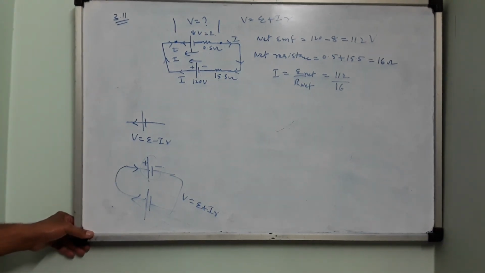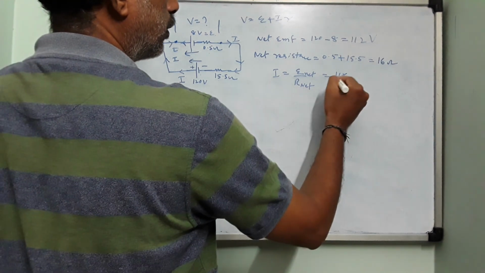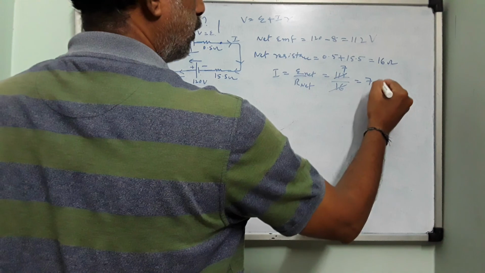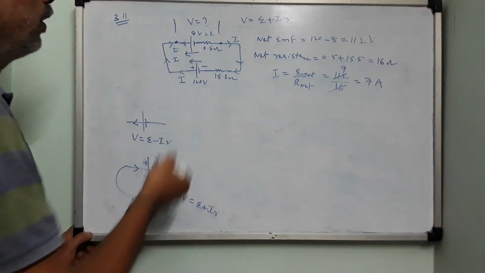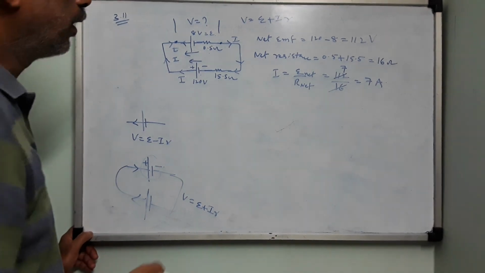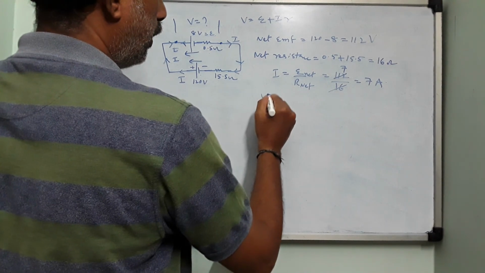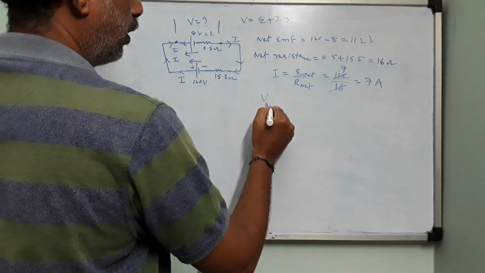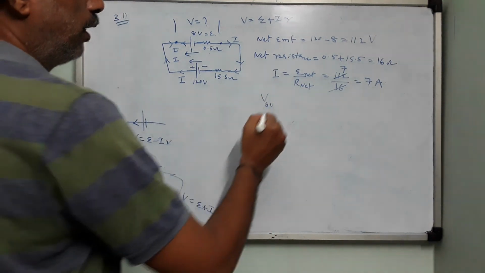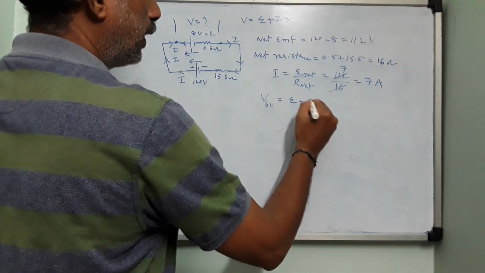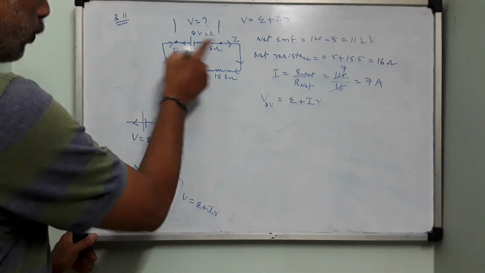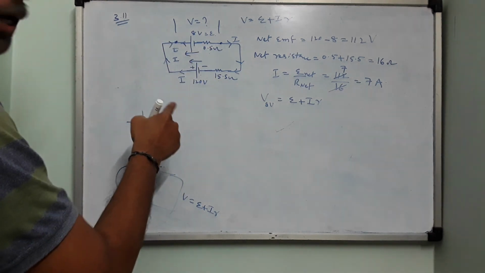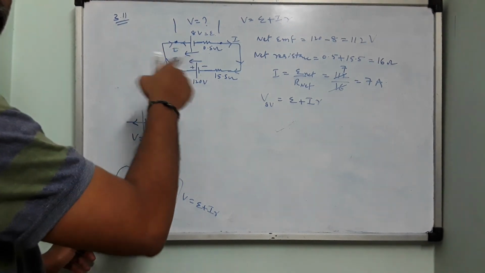So any cancellation? 7, 6, 42, yeah, it will cancel by 7 times. So therefore, during the charging of this one, a 7 ampere current will enter into the 8 volt cell. Now the terminal potential difference V across the 8 volt cell is nothing but E plus IR. This is the condition for charging, because current is entering into this one. Okay, if current is drawn from this alone, then E minus IR.